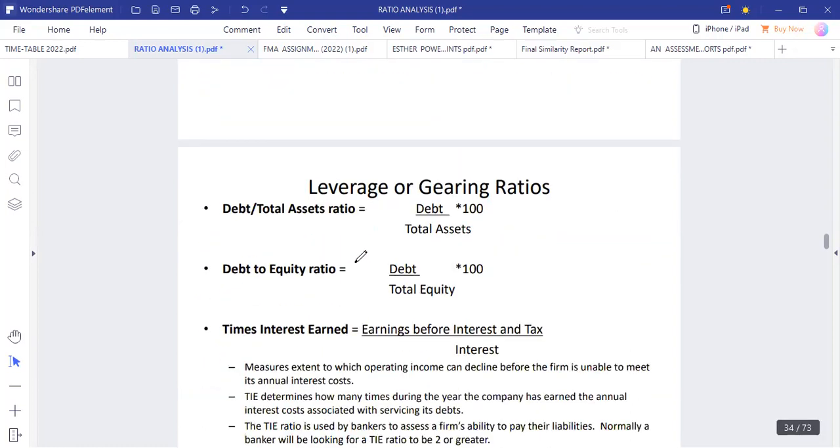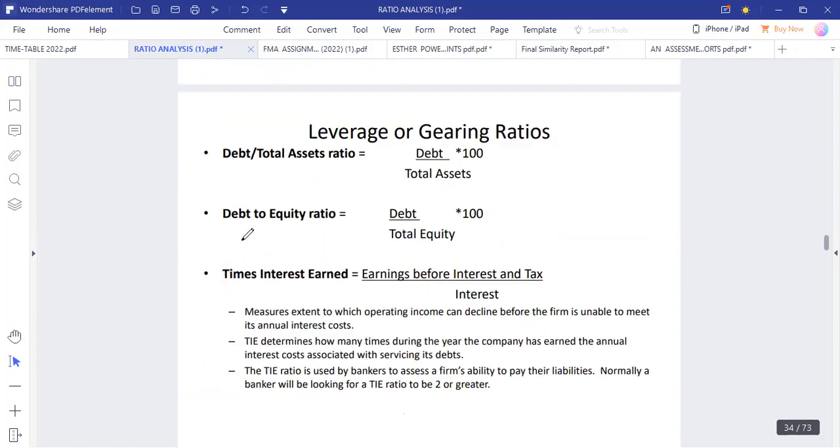Then these are the following ratios that you use under leverage ratios. We have the debt over total assets ratio, which is simply debt over total assets times 100. We have the debt to equity ratio, which is debt over total equity times 100.